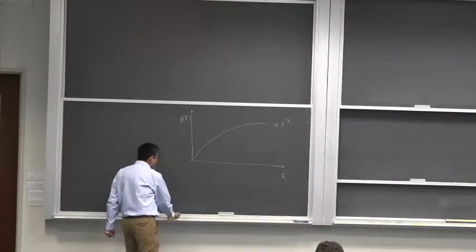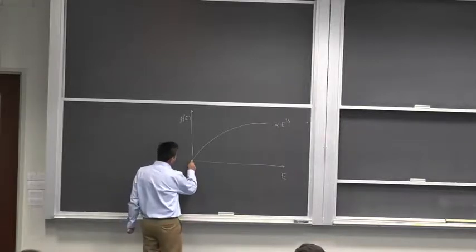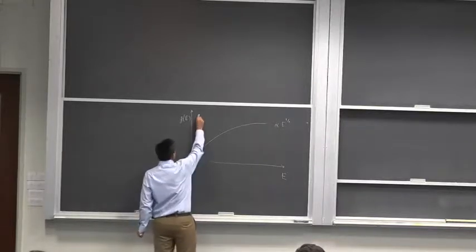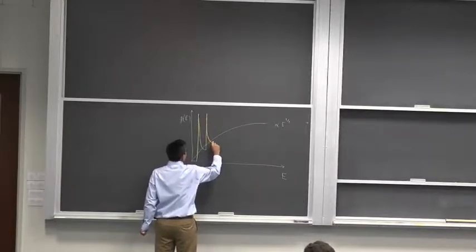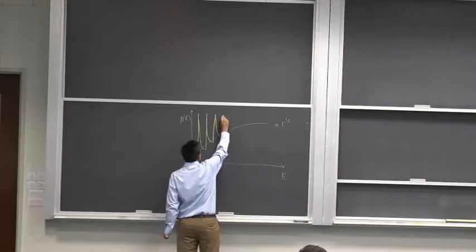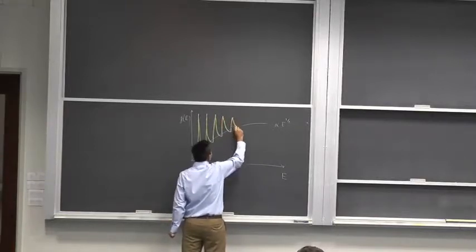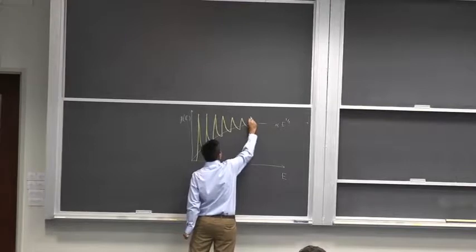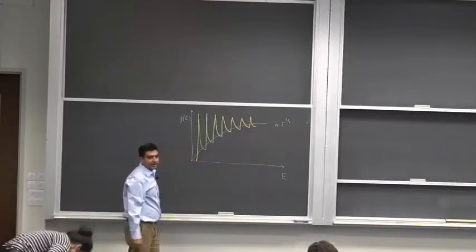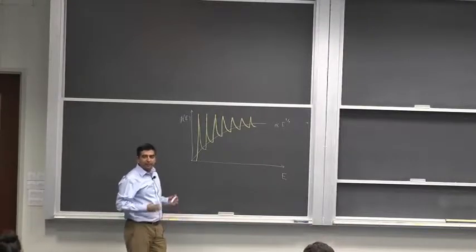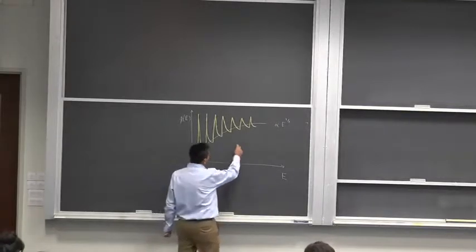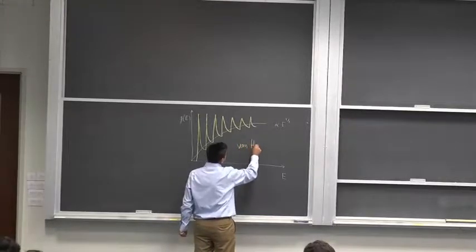Now if I switch on a magnetic field, in the presence of a magnetic field I get these singularities. And we analytically derived the existence of these singularities, right? These singularities result from the quantization that is imposed by the magnetic field, that is the Landau quantization. And these singularities are called the Van Hove singularities.